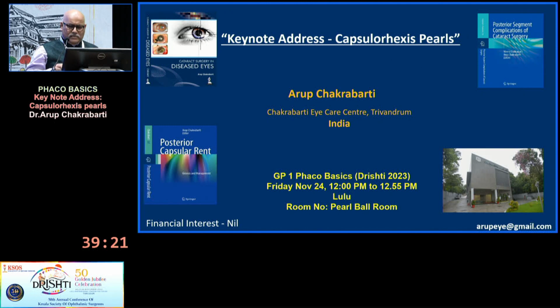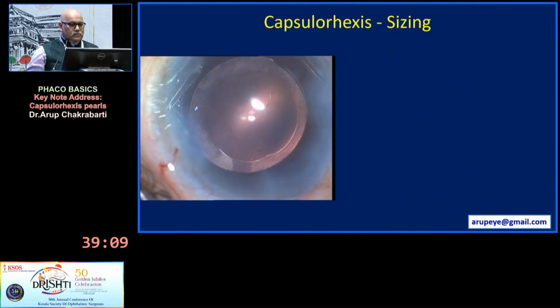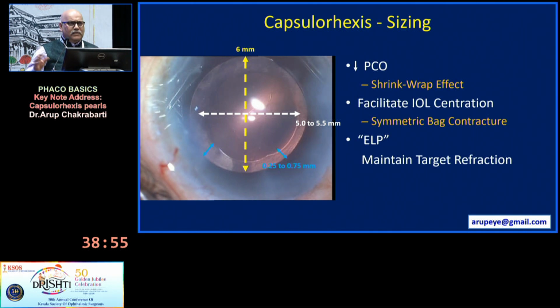But what I have decided in my presentation today is I'll just show you a few typical case scenarios. And if you happen to encounter them during your phacoemulsification, it will be useful for you. So before I show you the videos, a little bit about the sizing. We all know that the rhexis size should be 5 to 5.5 millimeter, and you need to keep a 0.25 to 0.75 millimeter overlap of the anterior capsule for various reasons. I'm not going into that.